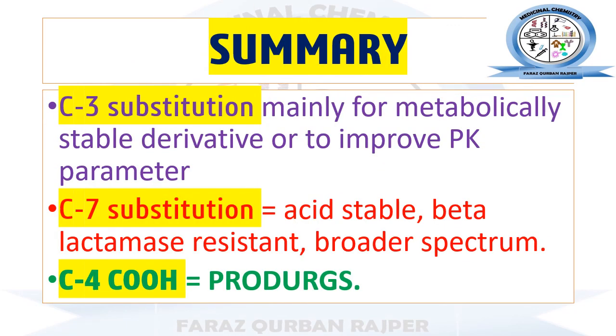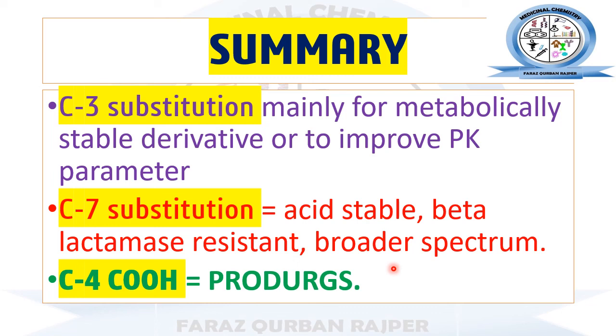So this is the overall summary of the cephalosporin SAR. We can make the substitution at the three different sites like C3 substitution. Main purpose is to convert the cephalosporin into the metabolically stable derivative or those which have the good pharmacokinetic property. Purpose of C7 substitution is to convert them into those derivatives that are acid stable or which have the beta lactamase resistant and which have the broader spectrum of activity. And besides this, we can also make the product of cephalosporin by the substitution at the C4-carboxylic acid functional group.